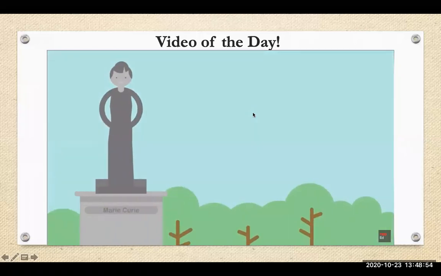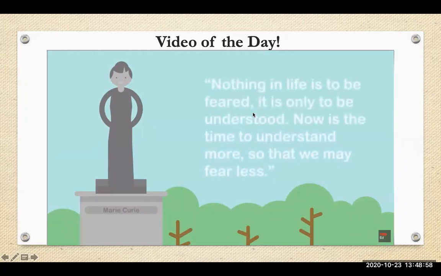Marie Curie, one of the early radiation pioneers, summed up the challenge as follows: "Nothing in life is to be feared, it is only to be understood. Now is the time to understand more so that we may fear less."